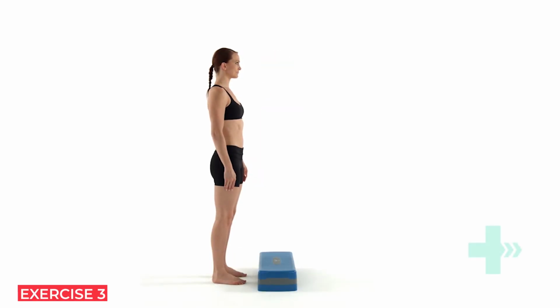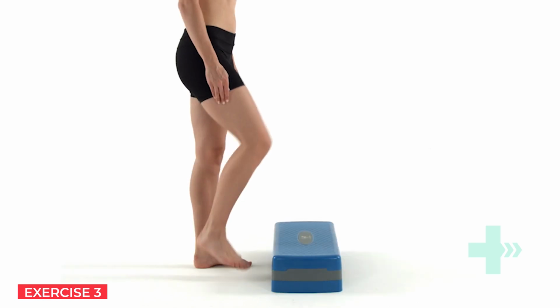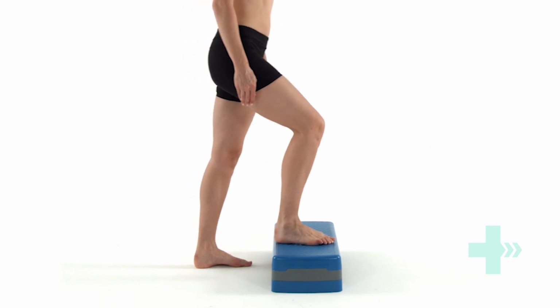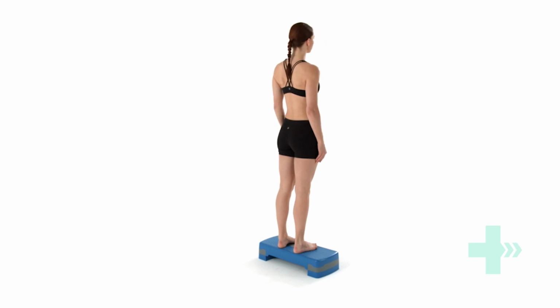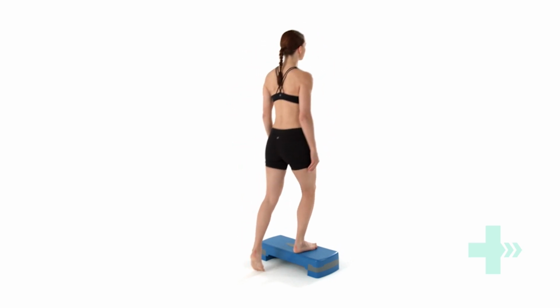Stand facing a step. Place your affected leg up on the step. Step up, bringing your other leg onto the step, and then step back down to the start position using the same leg. Make sure your knee travels forwards over your toes during this exercise. Your affected leg will stay on the step throughout this exercise.